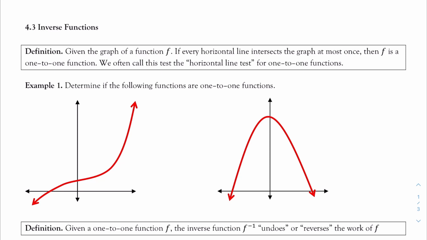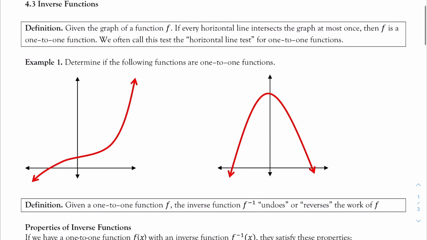So our first definition for today. If I have the graph of a function f, and if every horizontal line intersects my graph at most once, then we say f is a one-to-one function. This is very similar to what we did before for regular functions. Remember, for a regular function, we had the vertical line test. Well, here, we have something similar called the horizontal line test. The vertical line test told us if we were a function, whereas the horizontal line test tells me if I'm a one-to-one function.